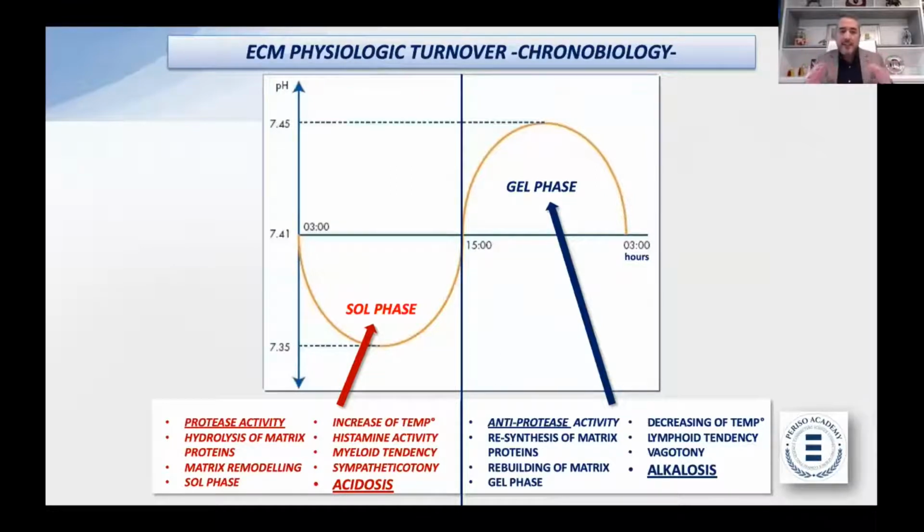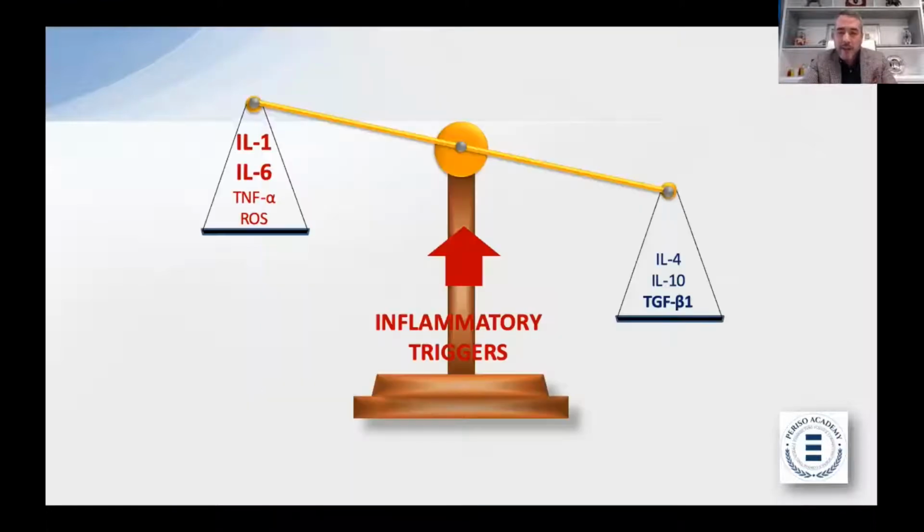Normally, in inflammation there is an acid phase with protease activity and hydrolysis of matrix proteins. Then comes the alkalosis phase, with antiprotease activity and resynthesis of matrix proteins, which is very important. This is physiological and normal. It is the plasticity of the extracellular matrix.